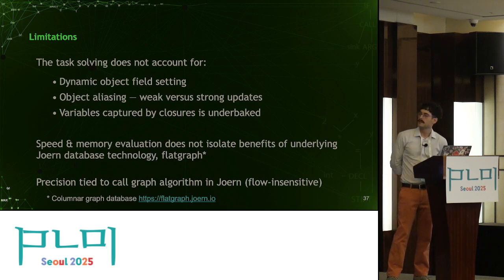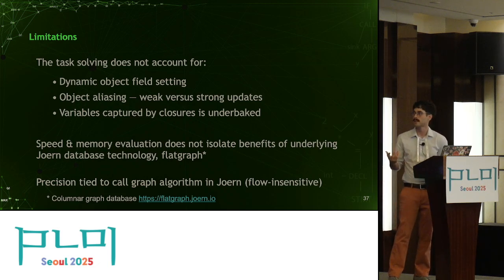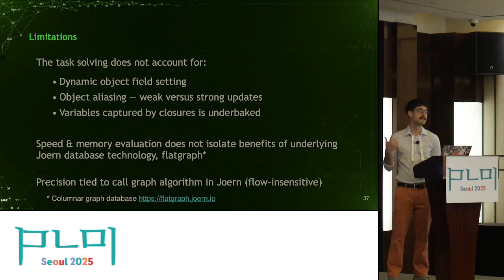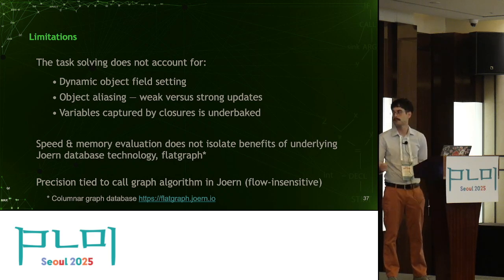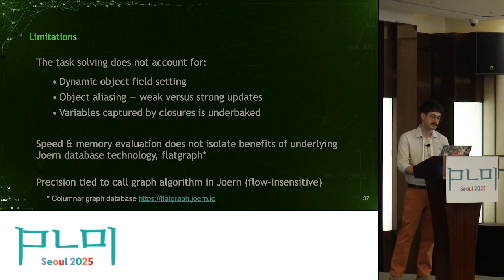The speed and memory part of the evaluation does not isolate the benefits of the underlying database. CodeQL, for example, uses SQLite. Joern uses a columnar graph database. And the precision of the data flow analysis, of course, is tied to the call graph. Whether we can resolve a callee or not depends on when something will be over-approximated.